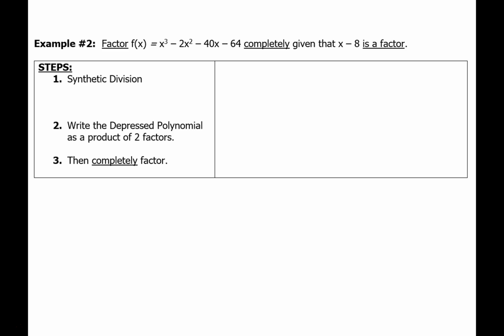This problem says factor f of x completely given that x minus 8 is a factor. So if I know x minus 8 is a factor, that means that I know x is equal to 8, and I know that x minus 8, that quantity, is going to be one of my final factors. So let's use that solution, x is equal to 8, to do my synthetic division. So I'm going to write the 8. I'm going to set up my synthetic.